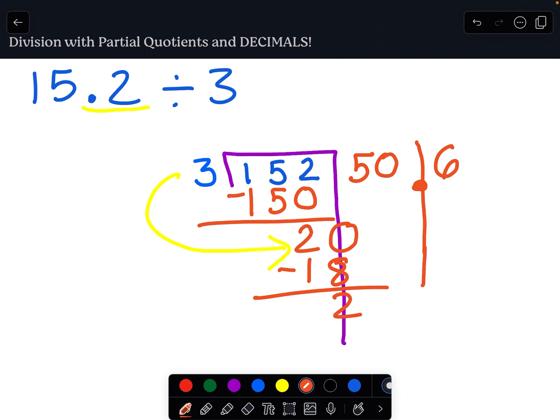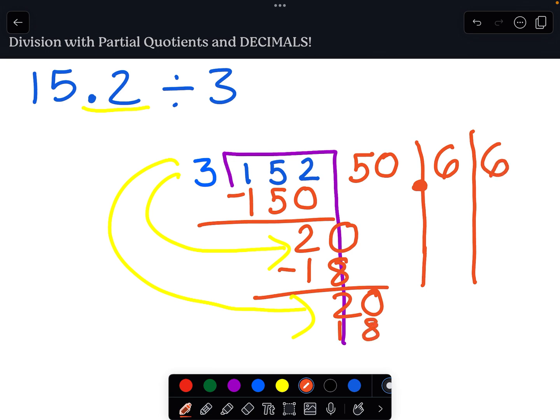Let's say I want to keep going. I'm going to draw another line, tack on another 0. I'm going to say again, how many times does 3 go into 20? Well, again, it goes in 6 times. 3 times 6 is 18. And I think we're noticing a little pattern here, but I'll stop there. I think I have enough decimal points.